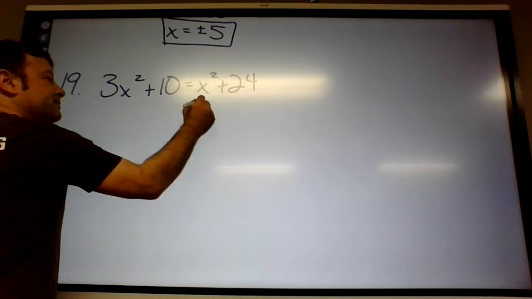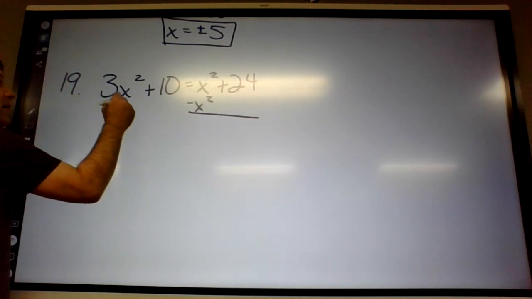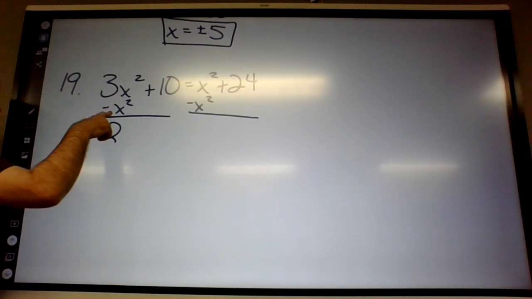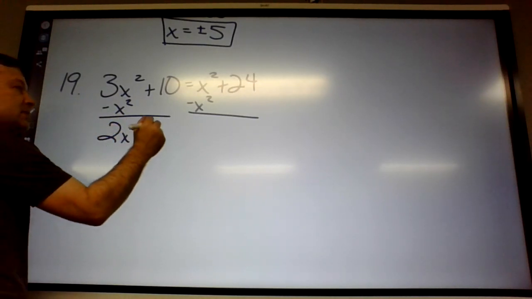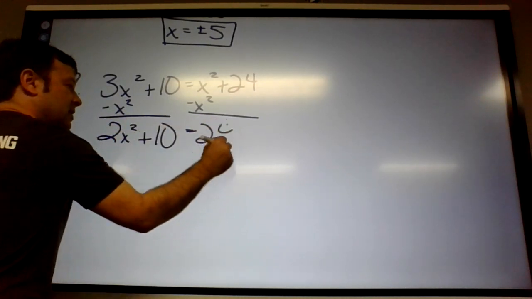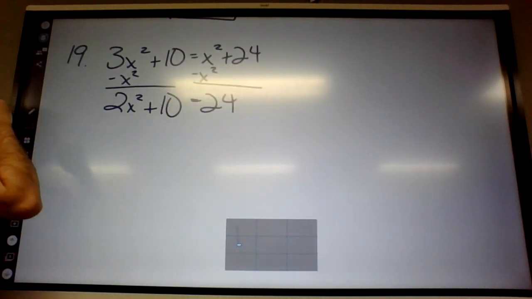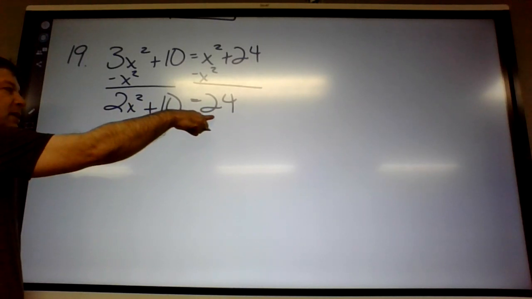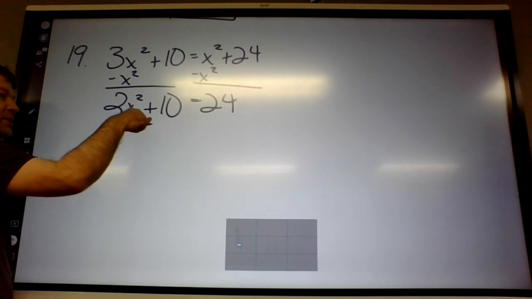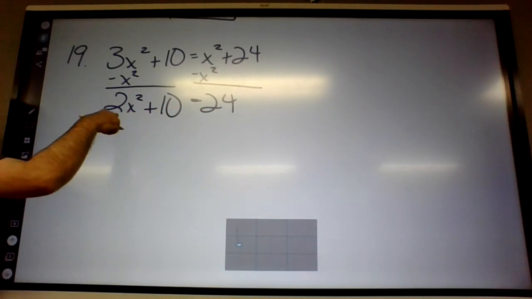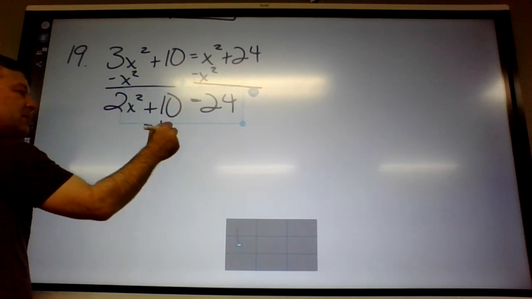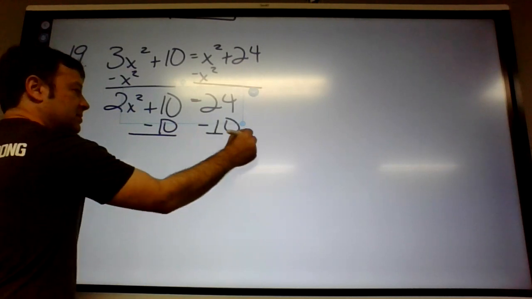Subtract x squared. Alright, so we got 3x squared minus 1x squared is 2x squared. Would you divide by 2 first? You could. Usually we subtract 10 first, right? We usually get rid of the added value first. If you divide by 2 first, you would have to divide every term by 2, which would work, but usually it's easier to subtract first.